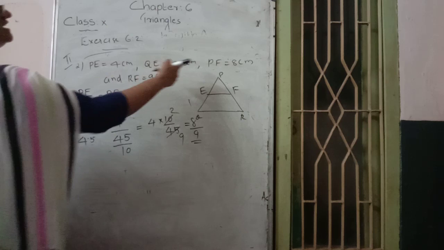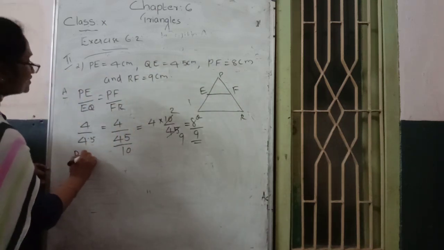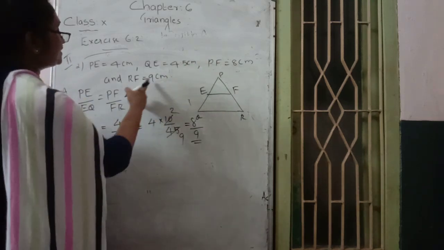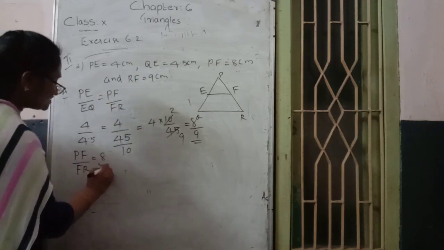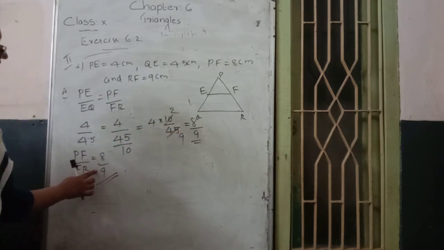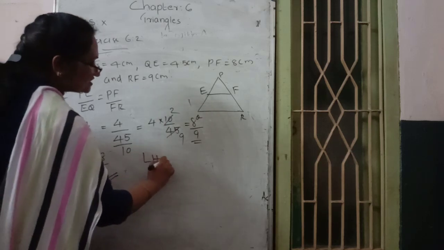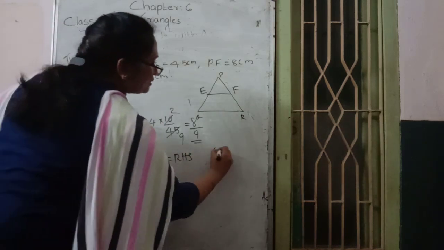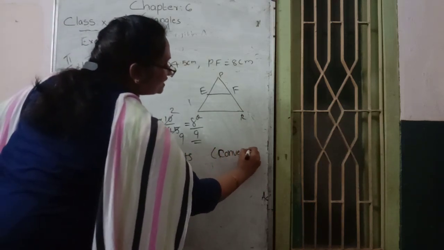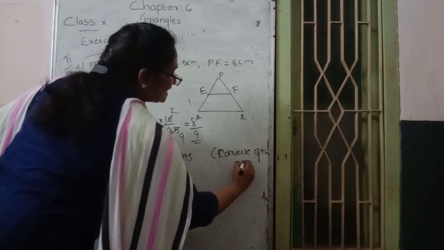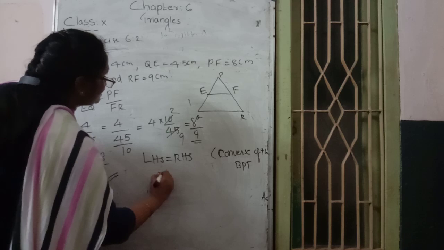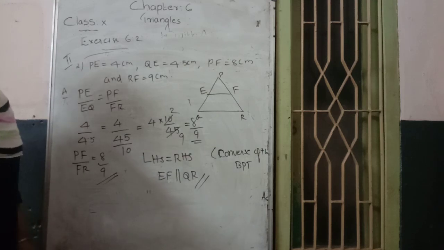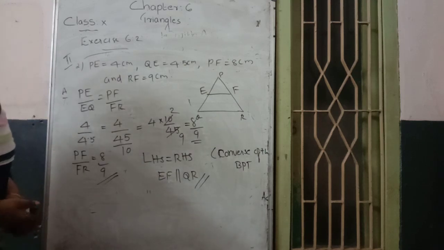Same way the right side answer. The right side value is PF by FR. PF value is 8. FR, or RF, value is 9. See, we already get 8 by 9. So we can say the LHS answer and RHS answer are equal. By which property? The converse of the BPT theorem we apply there. That's why we can say the line EF is parallel to line QR. This is the question type in the second Roman numeral, a checking question type only.